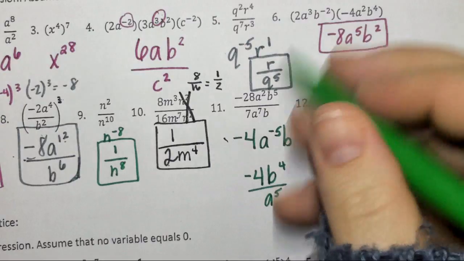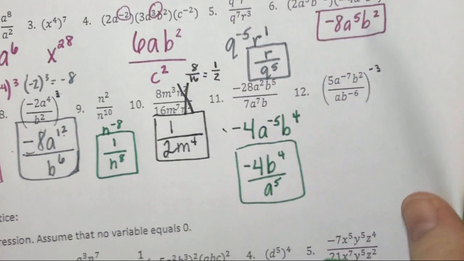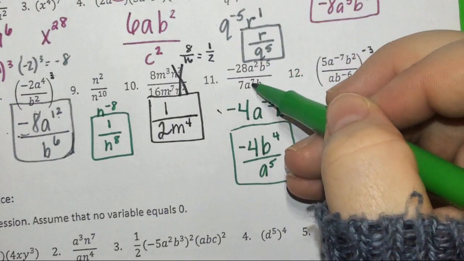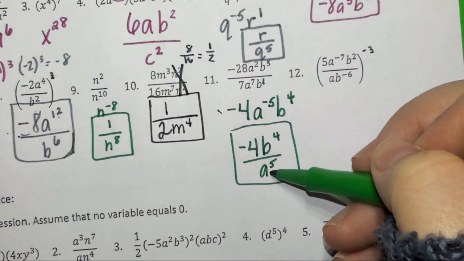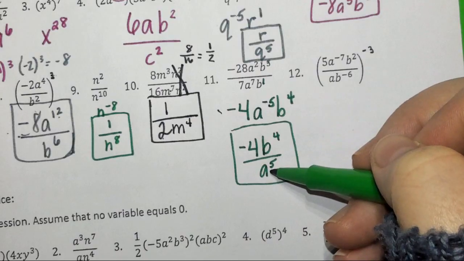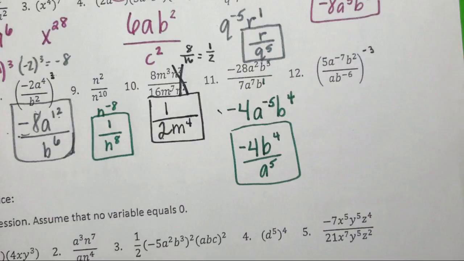Apparently, because no one else was answering, were they? And it was a pretty easy one, wasn't it? 2 minus 7 was negative 5. 5 minus 1 was 4. We punished the a to the 5th. Put him in the denominator because he was negative before. Negative 28 divided by 7 is just negative 4.